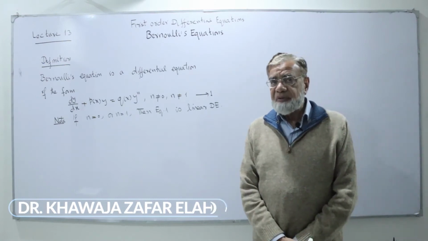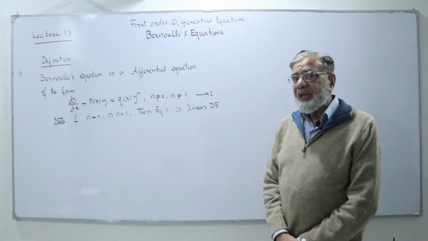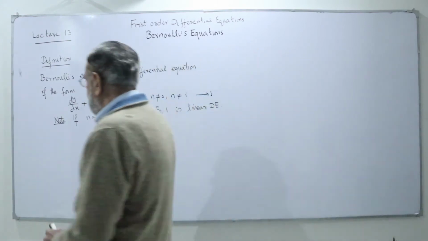We are discussing first order linear differential equations, and in the last lecture we have seen how to solve the differential equation. Now we have a very special form, the Bernoulli equation. This is not linear, but we can make it linear. It has a particular form, and we have just written it here in the definition.